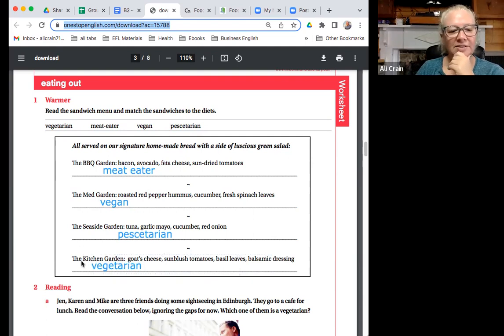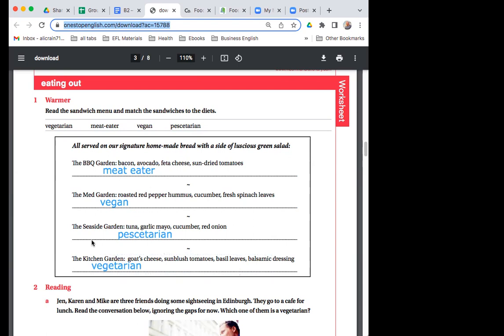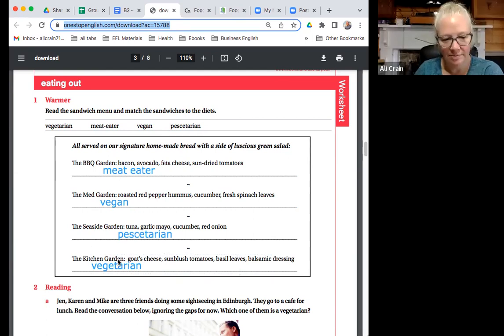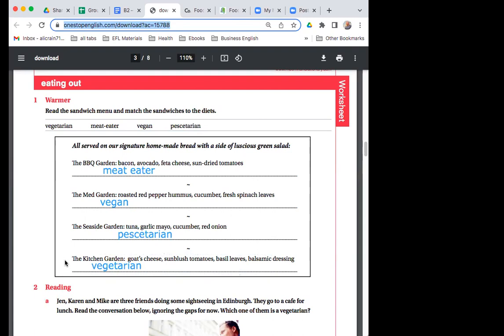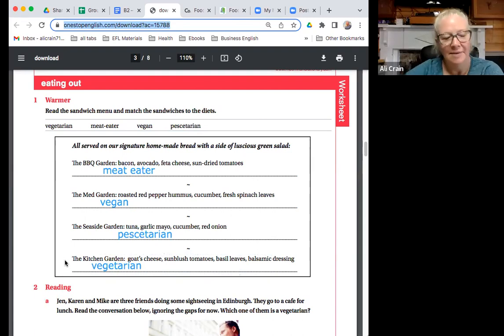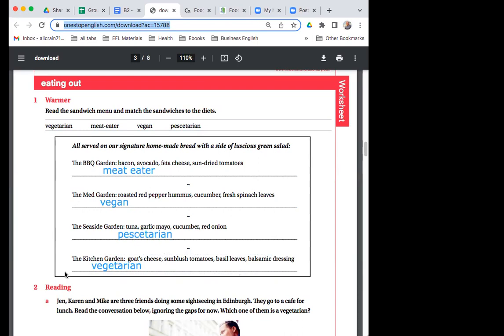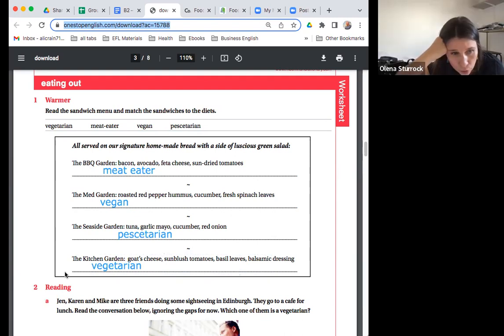Which of these would you choose if you were at the restaurant? Svetlana? Meat eater, of course. The kitchen garden? No, meat eater, the barbecue garden. Oh, okay. I'm sorry, I misunderstood. You said the first and I thought you said the fourth. My apologies. Elena? I think I would choose the vegan or vegetarian one.